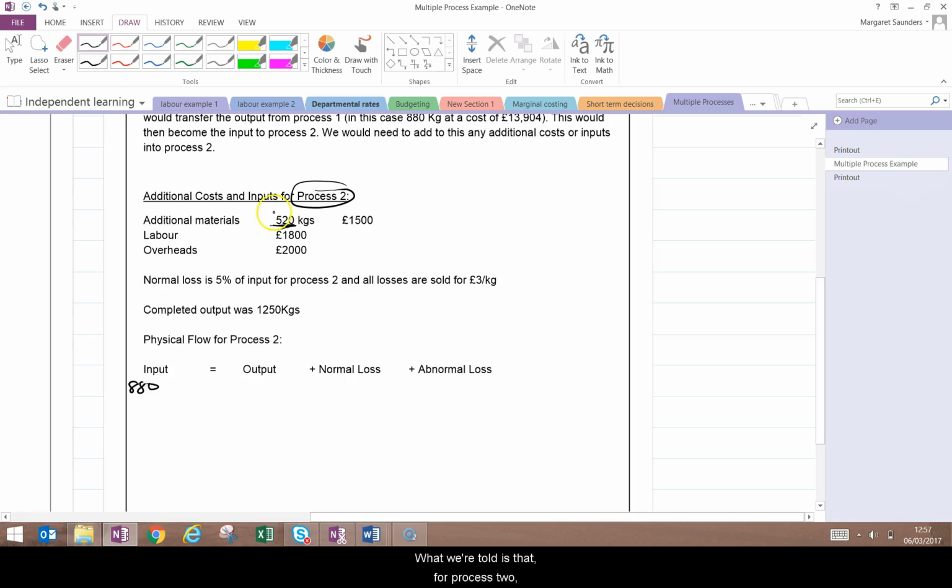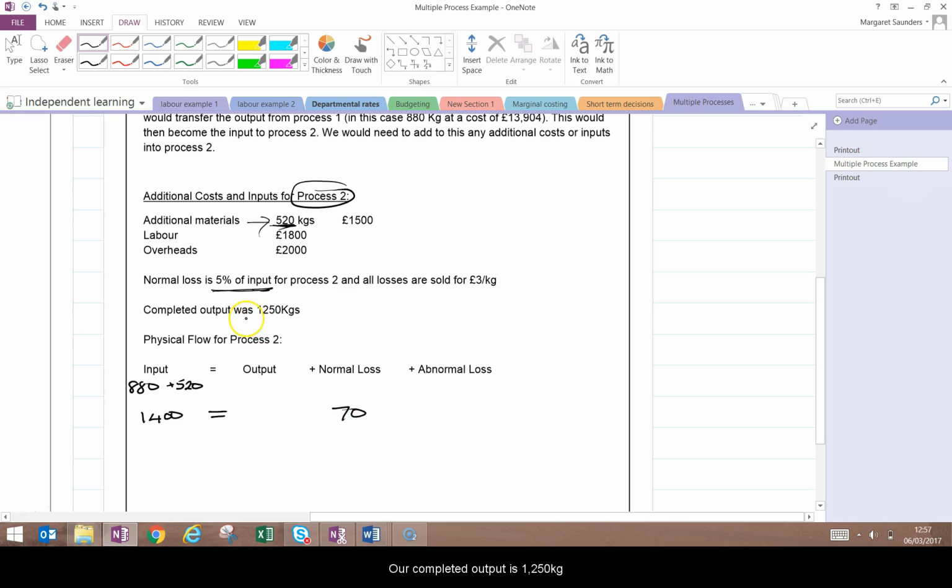But what we're told is that for process 2 we add some additional material, another 520. So our input for process 2 is 1,400 kilos. Bear in mind what I said about looking at the normal loss first when you're filling in the right hand side of the equal sign. Normal loss, 5% of input. So 5% of 1,400 is 70.